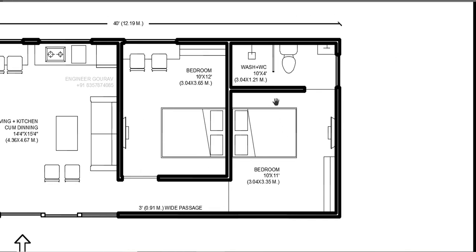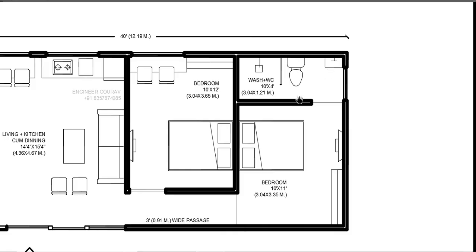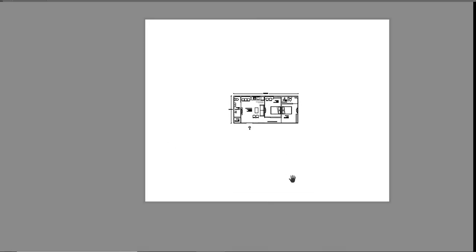Here you can see the bed arrangement, TV unit arrangement, wardrobe arrangement, and we have an attached washroom plus water closet with this room. You can see here the wash basin, water closet and the shower area, and we have a ventilator for ventilation of this washroom. So this is the floor plan of the house you are watching on the screen.